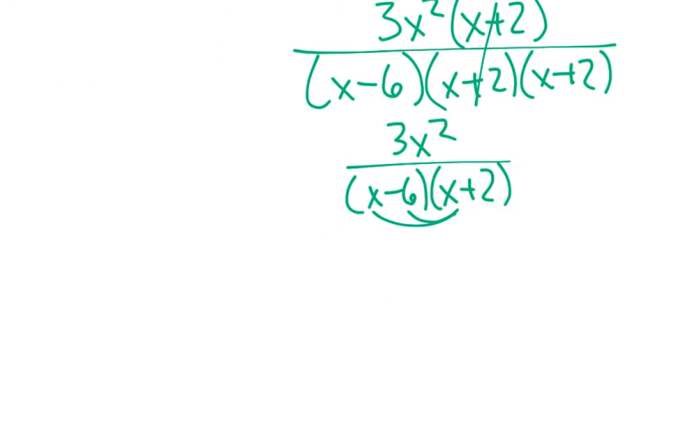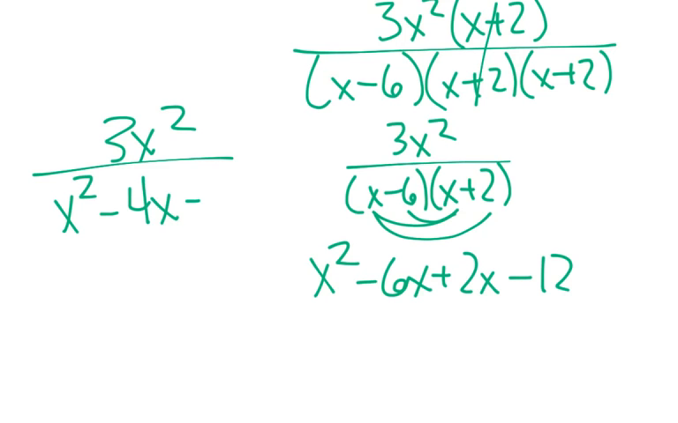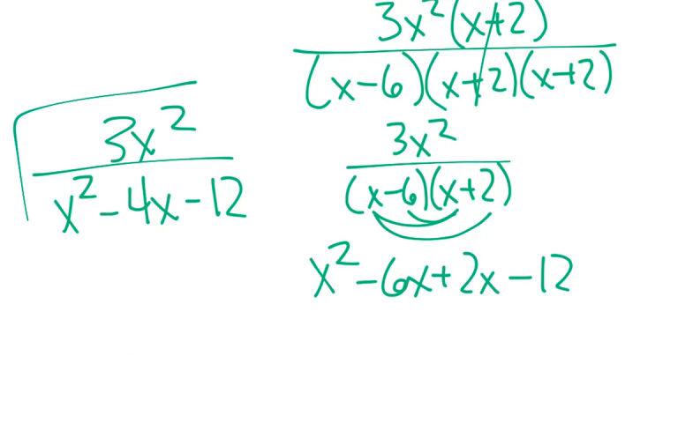If you really wanted to, you could multiply and FOIL it out and get x squared minus 6x plus 2x minus 12, and you would have 3x squared over x squared minus 4x minus 12. Some of you may say, well, I can cancel the x squareds. You can't. This is being subtracted. If it was x squared times negative 4x minus 12, then yeah, you could cancel. But you can't when it's just being added. You've got to be able to do the multiplication stuff. So there we go.